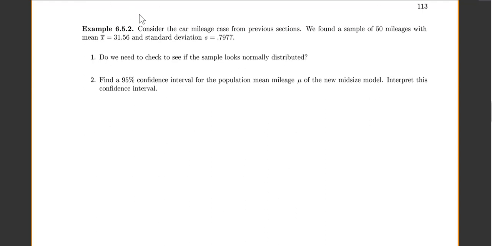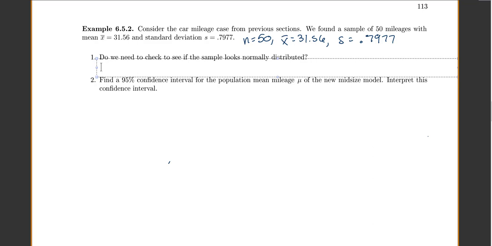So let's try an example. Remember, we had a car mileage case from previous sections. We found a sample of 50 mileages. Now, as you're doing problems, write down what they tell you. n equals 50. We had a mean of x bar equals 31.56 and a standard deviation of s equals 0.7977.